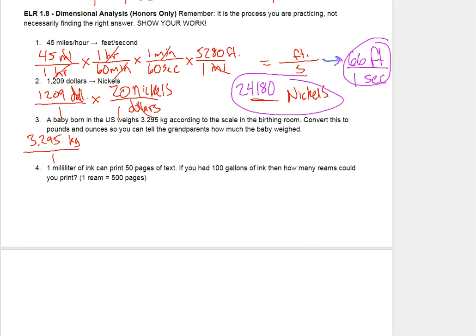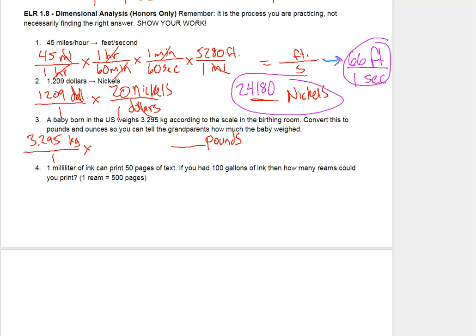Again, I'm going to put it over 1 just to make everything a fraction. And I want to end with pounds and ounces. So what I'm going to do is end up with a number that has a decimal in it. Over here we're going to get pounds. And I know I'm going to have a decimal in it. I'm going to show you what I'm going to do with it when I get there. But first let's just convert to pounds.